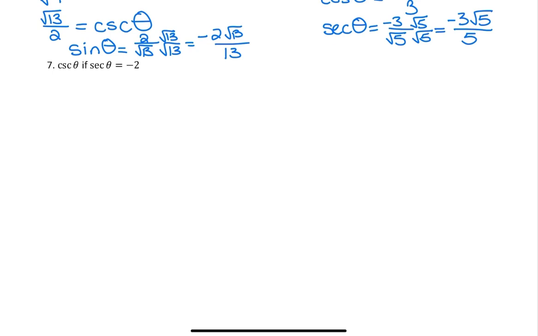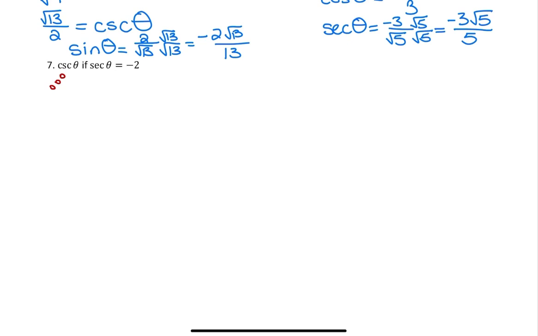Number 7, find cosecant of theta if secant of theta is equal to negative 2. We do not have an identity that directly relates secant and cosecant. However, we do have an ability to change cosecant and secant into sine and cosine. And that's helpful because we have an identity that relates sine and cosine together with one of our Pythagorean identities.